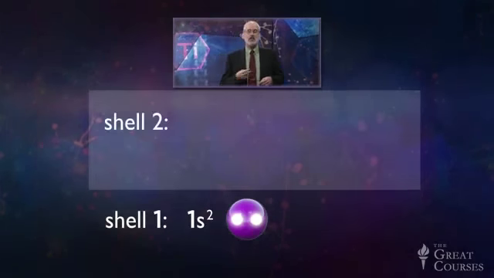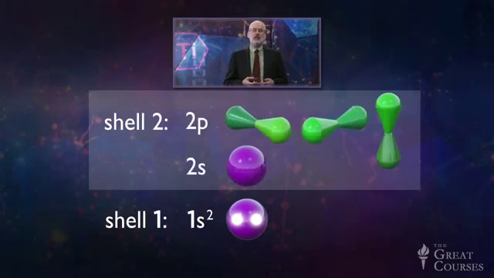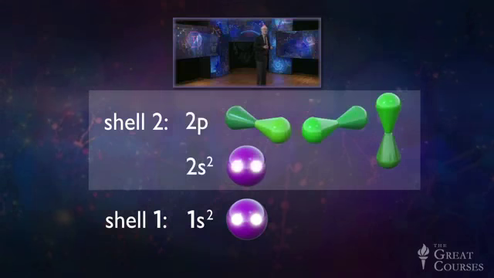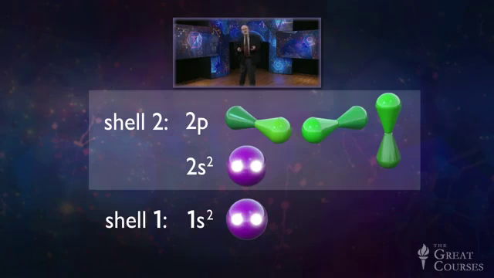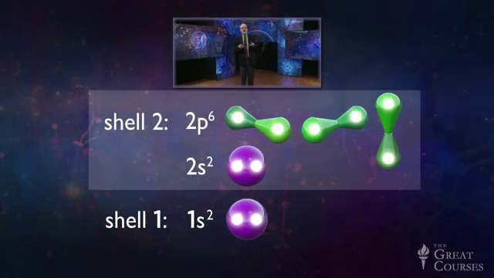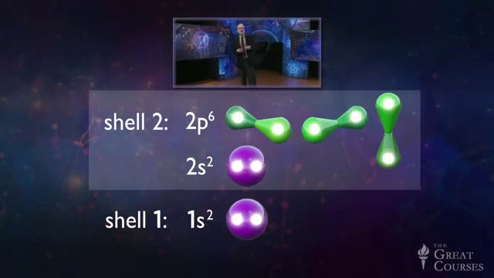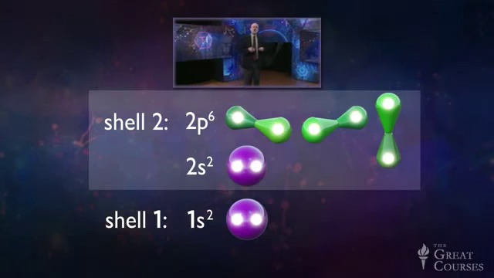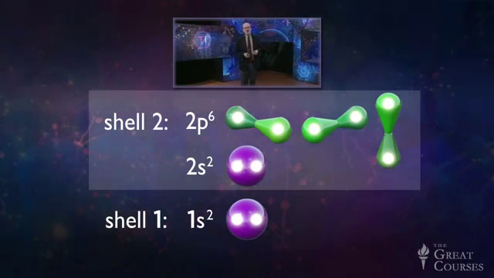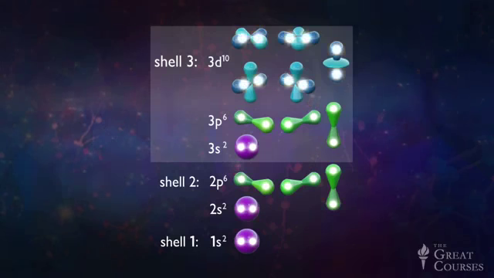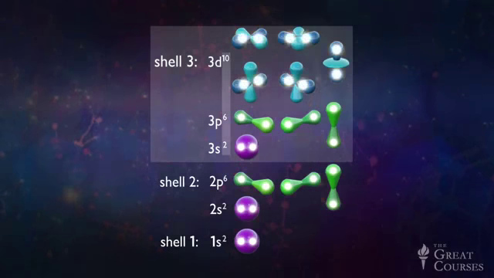Shell number 2 has 2 subshells, S and P. The S subshell, like all S subshells, can hold a maximum of 2 electrons. But the 3 orbitals in the P subshell can hold 2 electrons each, for a maximum of 6 electrons possibly occupying that P subshell. Add these 6 to the 2 in the S subshell, and shell number 2 can hold a maximum of 8 electrons. In shell number 3, add 10 electrons that can occupy the 5 d orbitals for a maximum possible population of 18 electrons, and so forth.